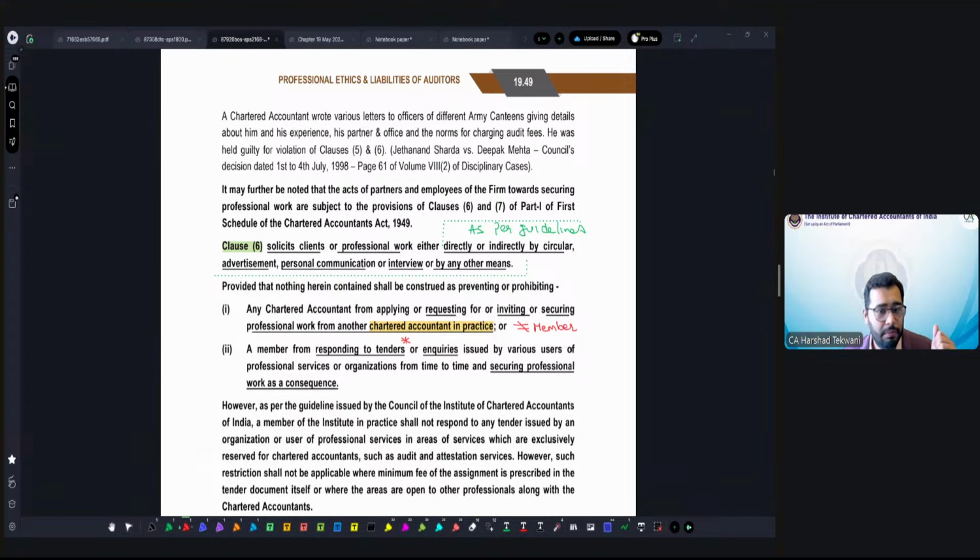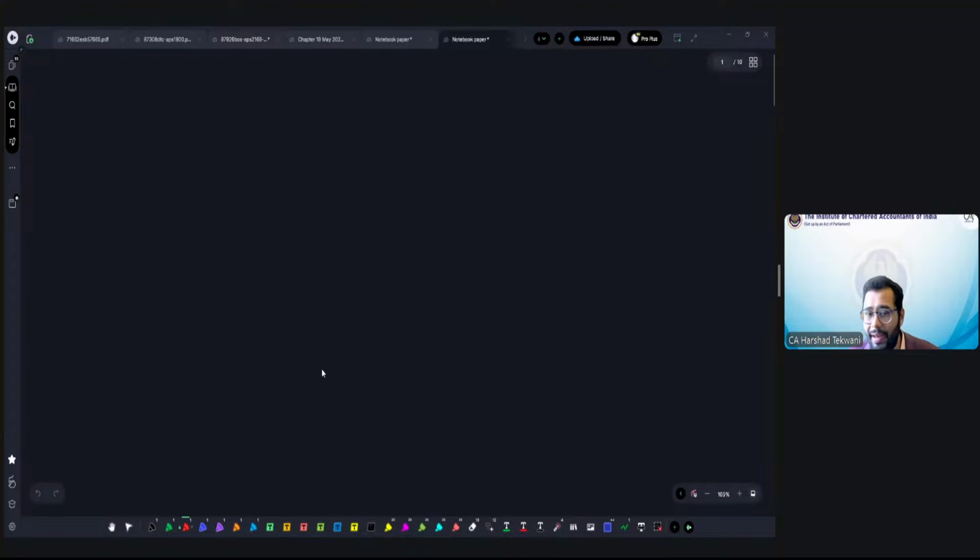So if you solicit clients or professional work through advertisement, personal communication, interview, or by any other means, in that way you will be deemed to be held guilty of professional misconduct, provided that soliciting or requesting, inviting, securing professional work from a CA in practice is fine. Secondly, responding to tenders as per the conditions is fine. Third, circular, advertisement, personal communication within the guidelines is fine. So we'll quickly write the summary.